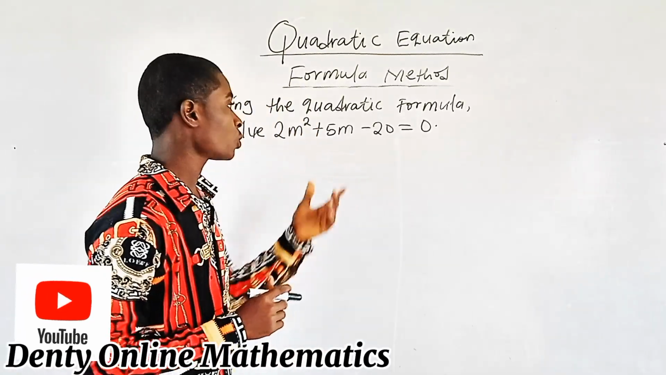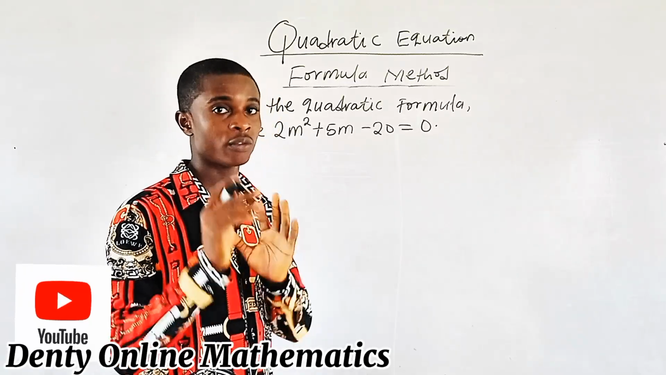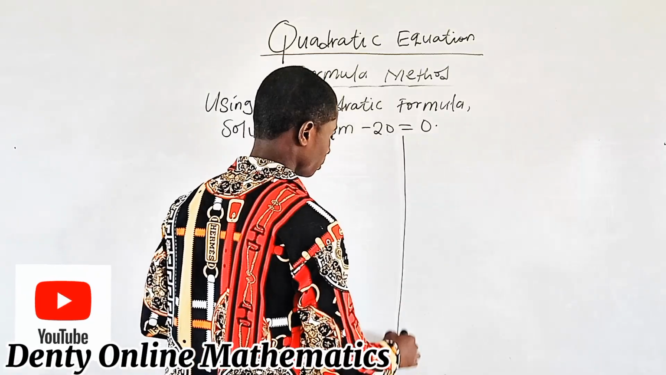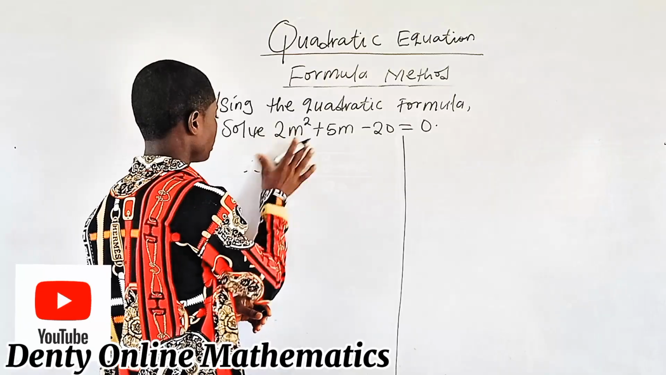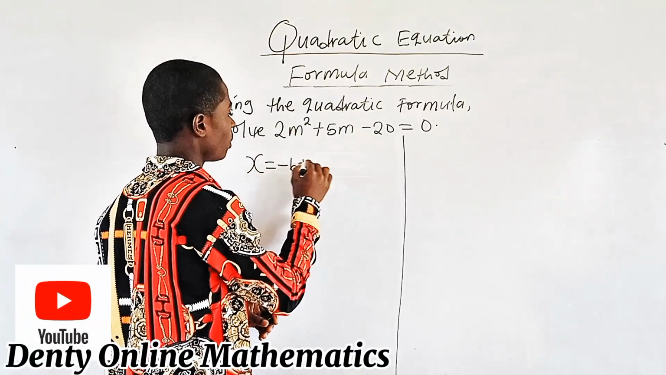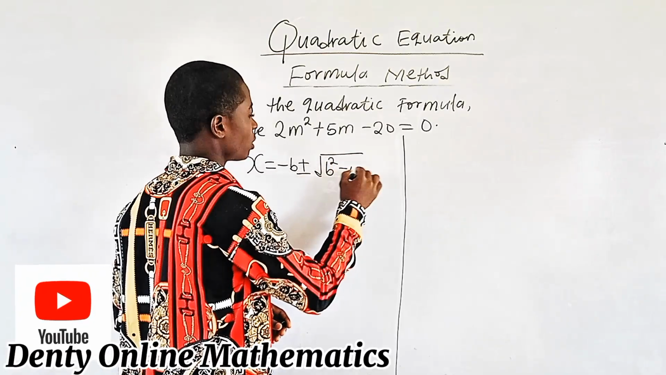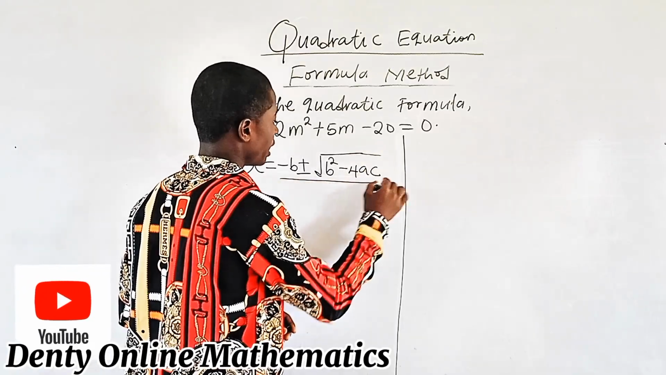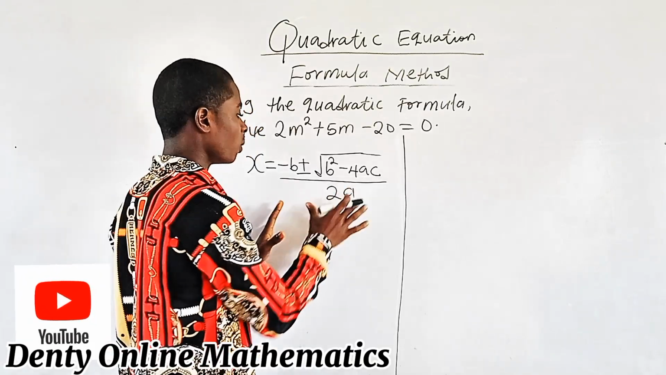Now for us to use the quadratic formula, we need to know the quadratic formula. You get it? So for clarity's sake, I'll divide this word. Now, the quadratic formula: x is equal to minus b plus or minus root b squared minus 4ac, all divided by what? 2a. This is the quadratic formula.